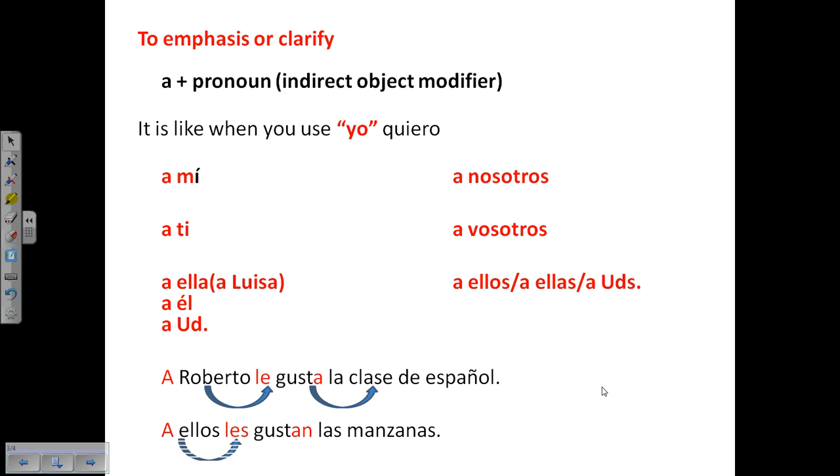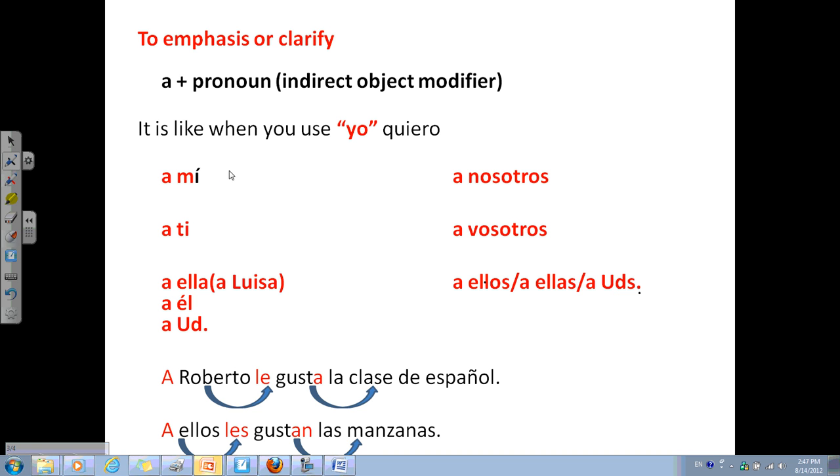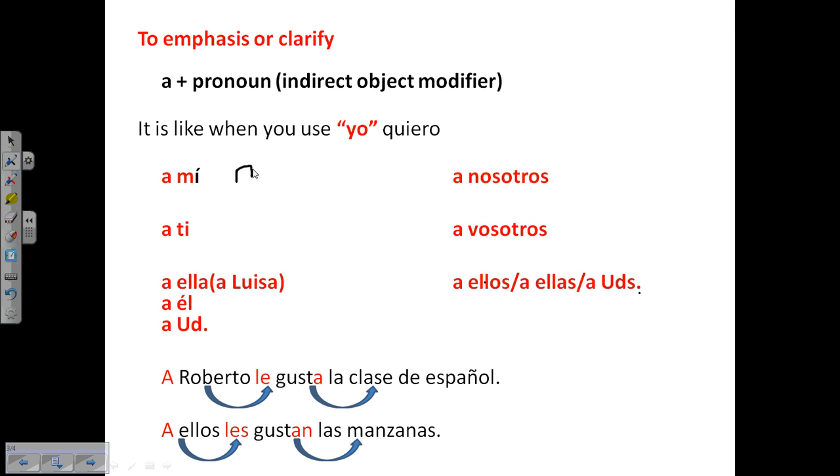Write down the second one. A ellos goes with les, gustan goes with las manzanas. So as you learned in Spanish, everything in the sentences has to agree. So what I would like you to do next to the modifiers as well is write the indirect object pronouns as well. Sorry, I can't write too well with this. The me, te, le, and then the nos, os, les. So you can see which one agrees with which.